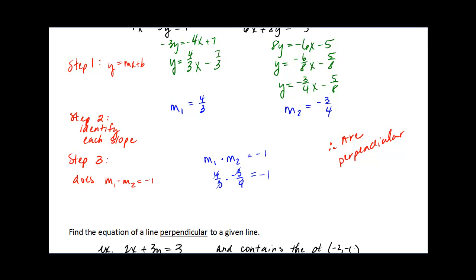Okay, so that's how you can identify. The key, like I said, is to put it in slope-intercept form and identify what's going on with the slopes of the lines.